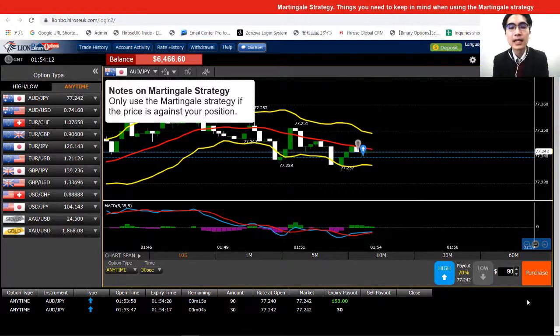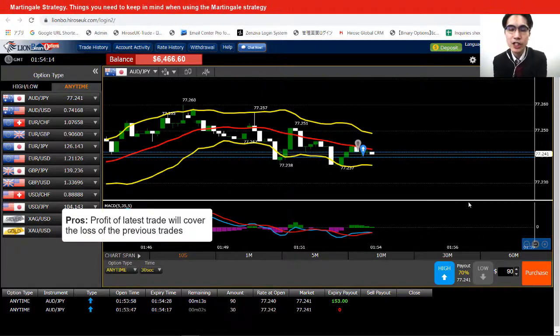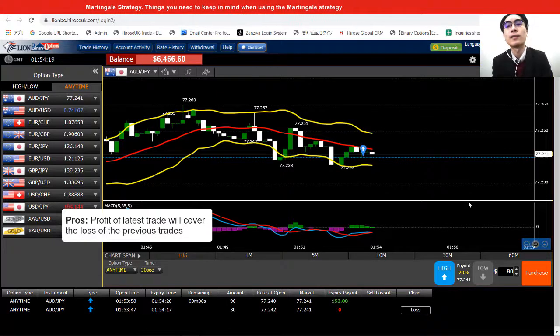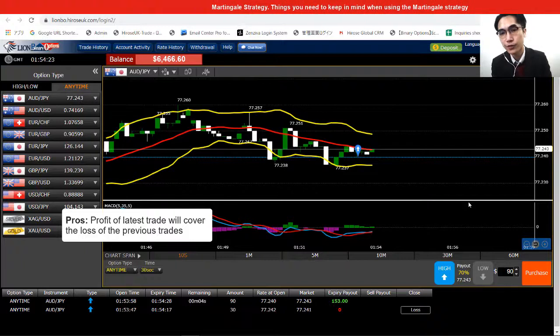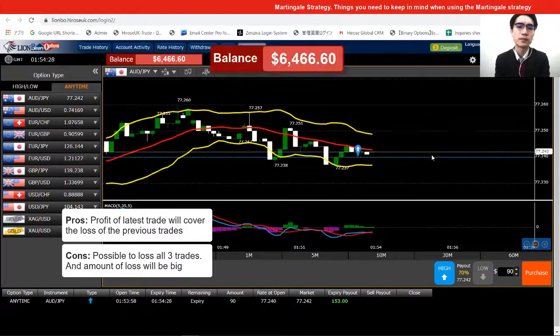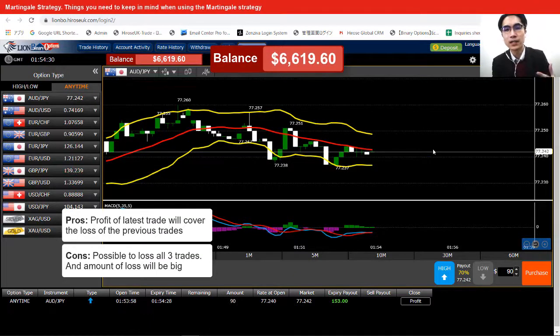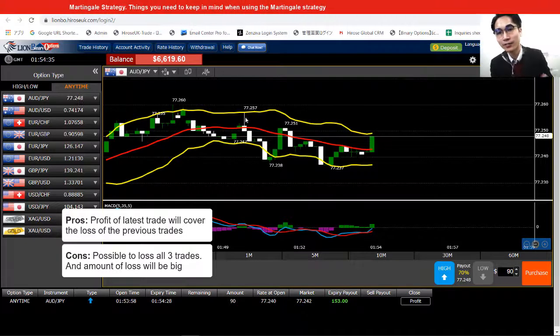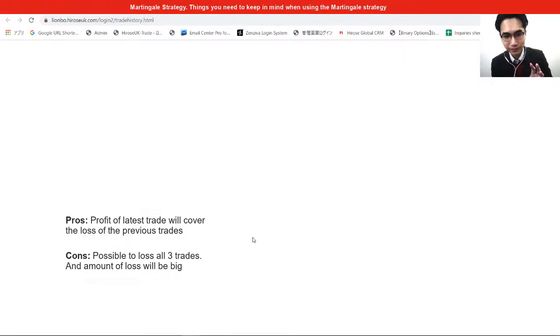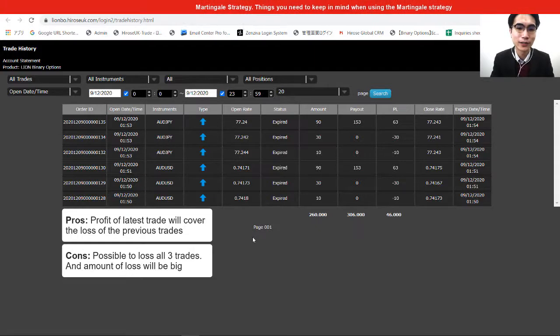And the good thing for the Martingale strategy is that even if you lost the previous trades, if your third trade ends in profit, then the profit of the third trade is going to cover the loss of the previous two trades. But the bad thing for the Martingale strategy is that if the price is not in your favor, then you will have a chance to lose all three of your trades, and then the loss amount is going to be pretty big.